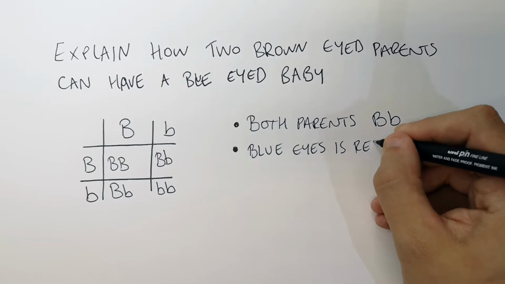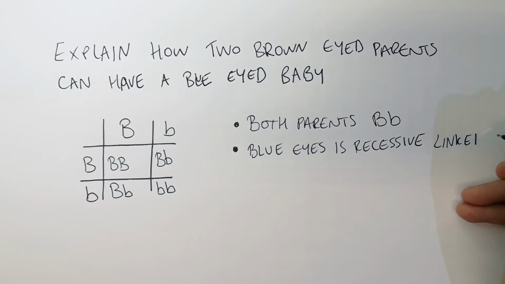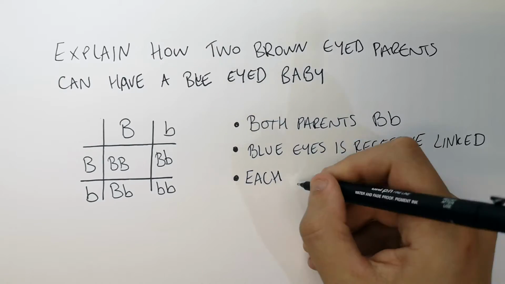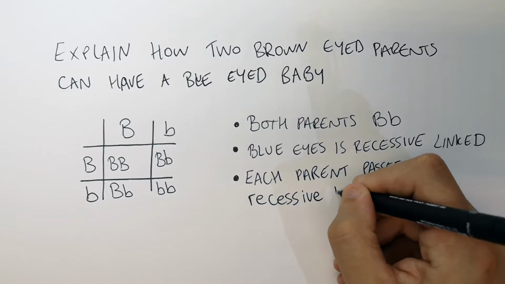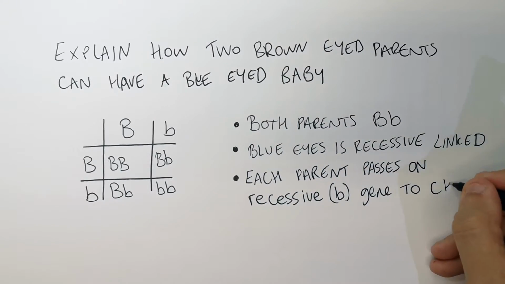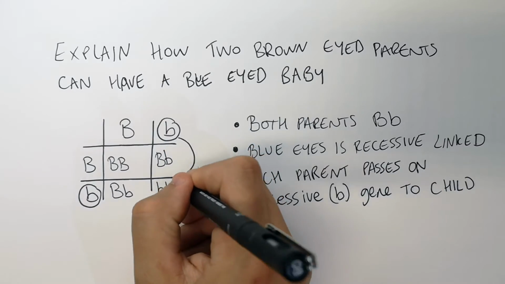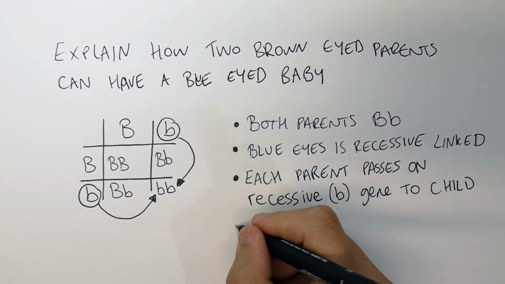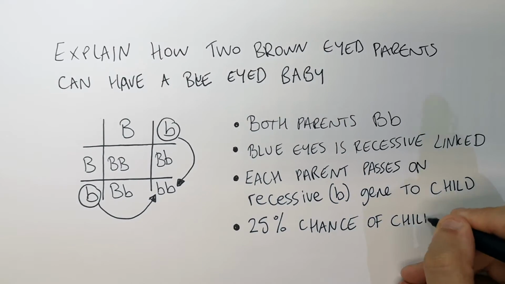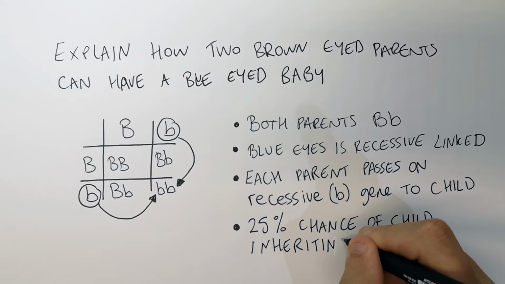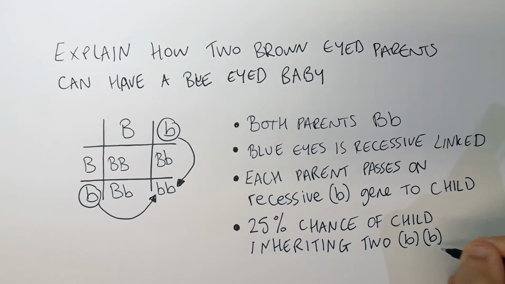Blue eyes is a recessive linked phenotype. Each parent passes on the recessive little b gene to the child. There's a 25% chance of the child inheriting two little b alleles. Use these answers to go back and check your own work and make corrections, and if you want, write a model answer.